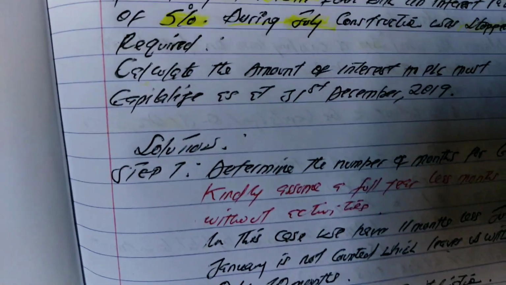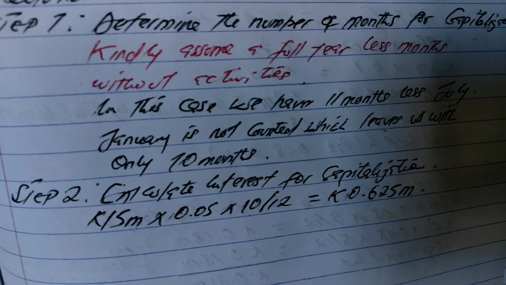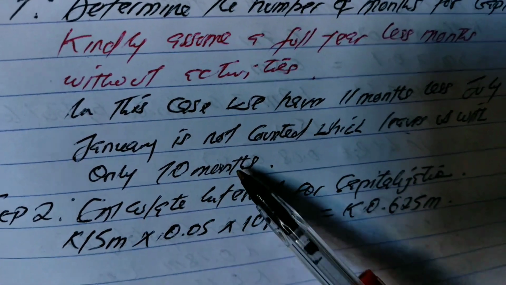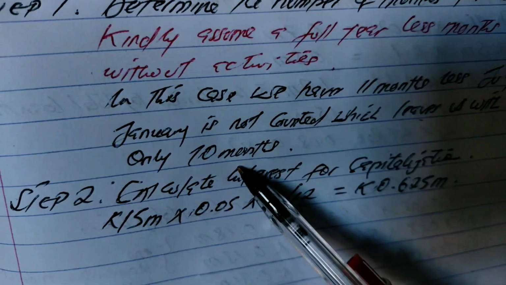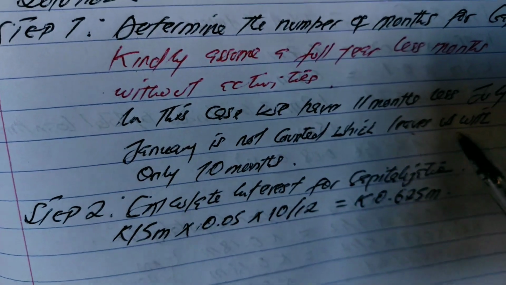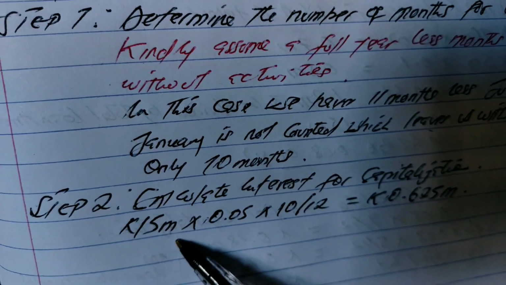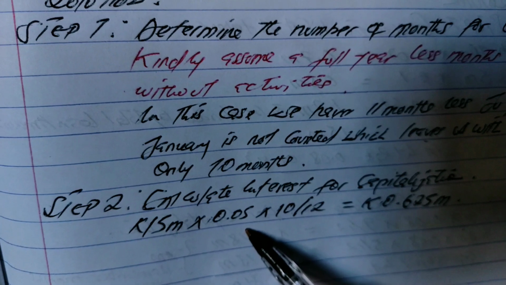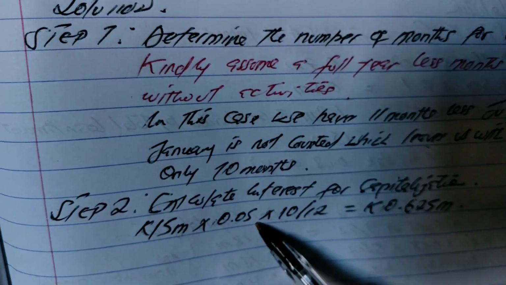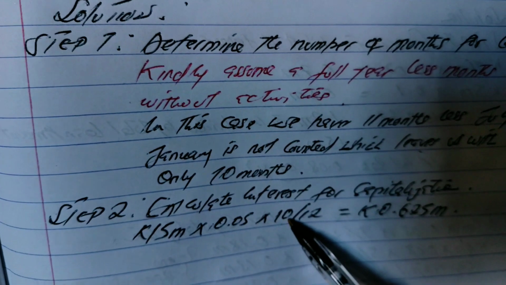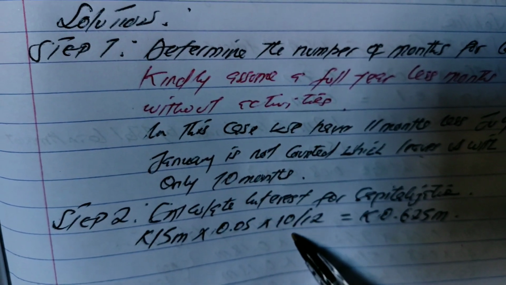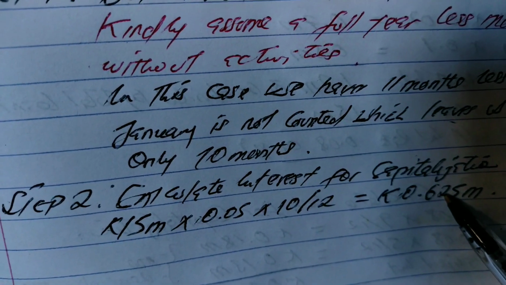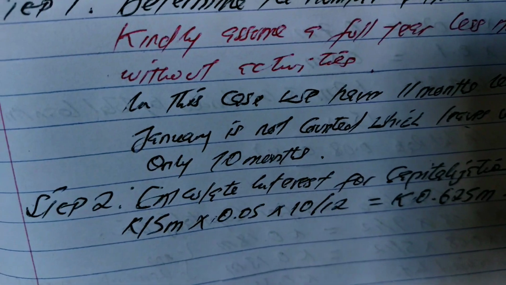Step number two. As you can see, I've worked the example already. We have 12 months less July, and January is not counted, which leaves us 10 months. So how do you calculate the interest for capitalization? Simply get the 15 million and multiply it by the effective interest rate of 5%. Remember, how many months do we have? July is cancelled and January we have no activity, so that gives us 10 months. When you multiply these, you get 0.625 million kwacha.